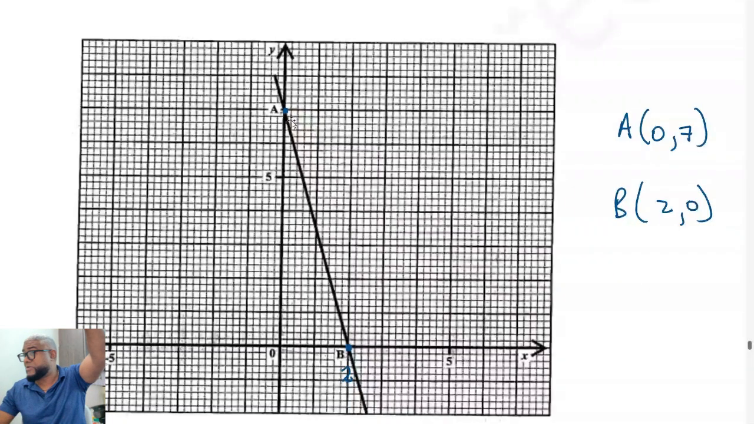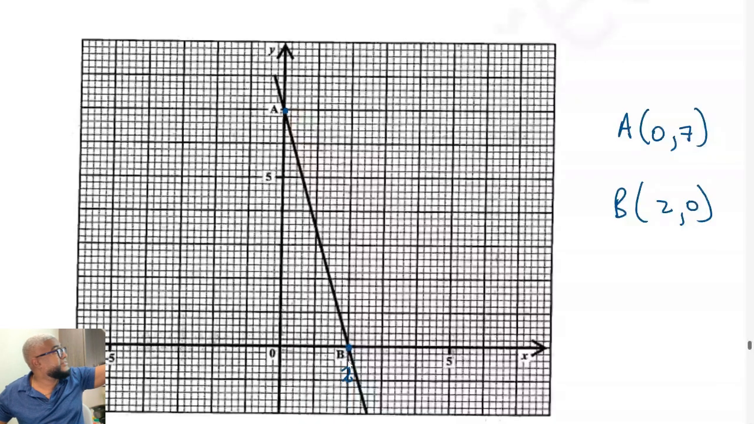Everybody knows how to plot these points? We did it last week. I'm just going back to it because it had part C to do. 0 on the x and 7 on the y. Everybody good there? Okay, look, the coordinates written here: A is 0, comma 7.